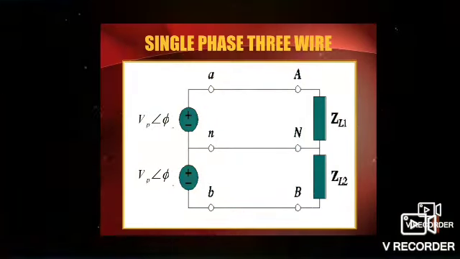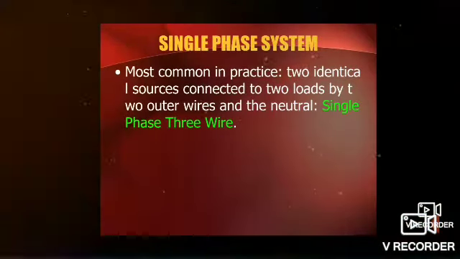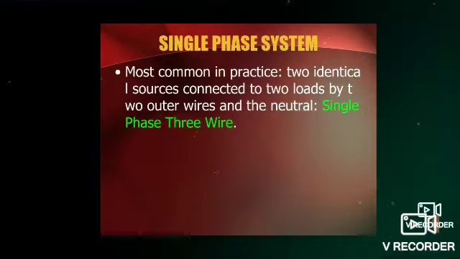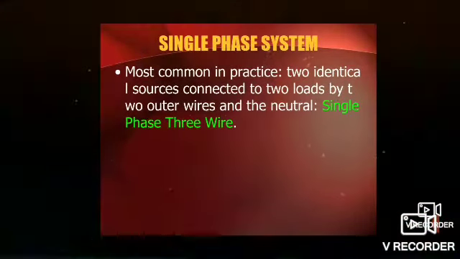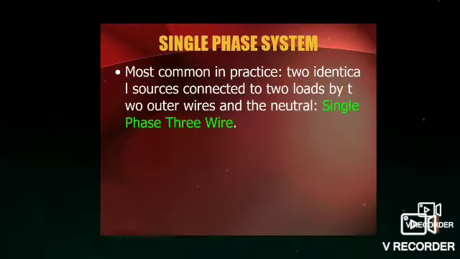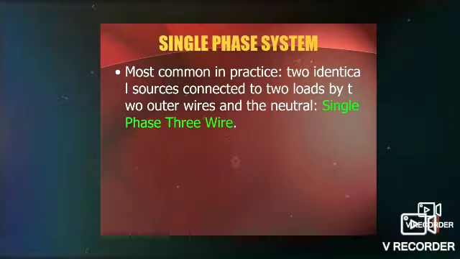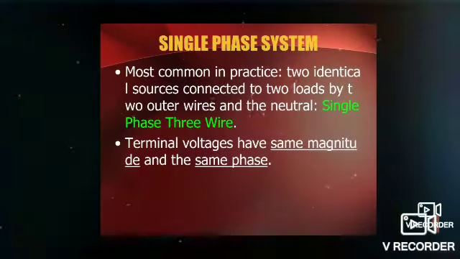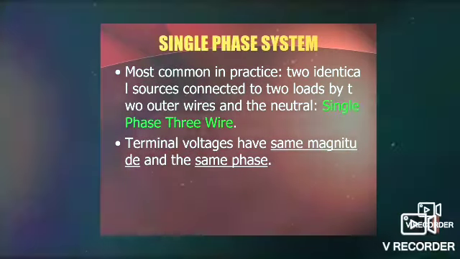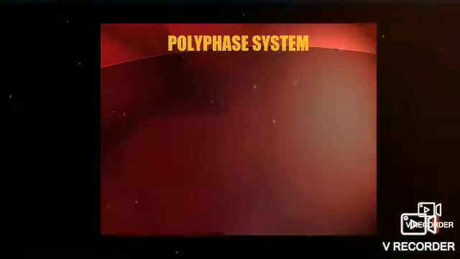There will be two loads ZL1 and ZL2. Next, two identical sources connected to two loads by two outer wires and the neutral wire is called a single phase three wire system. It is most commonly used in practice. So terminal voltages have the same magnitude and the same phase.